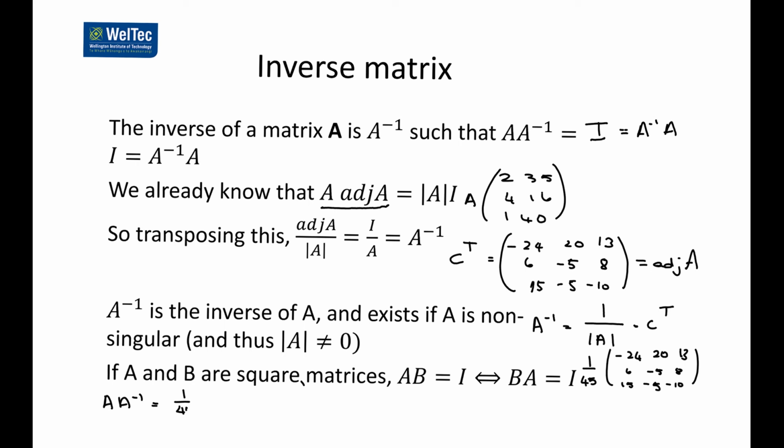What I'm trying to say is that that should be 1 over 45 times the matrix 45, 0, 0, 0, 45, 0, and 0, 0, 45, which obviously, if you work it out, is equal to the unit matrix.